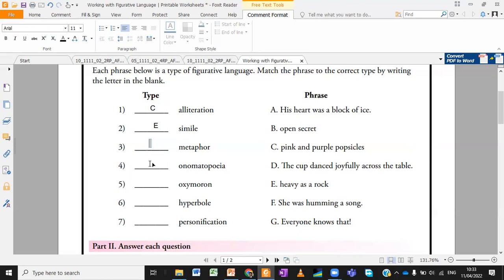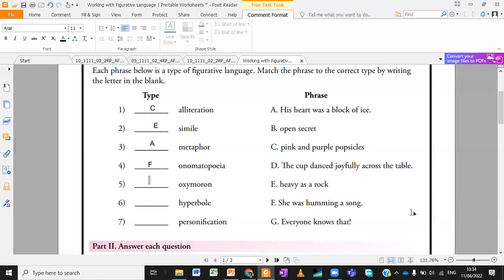Should I skip number 3? Number 3 is A. Perfect. Number 3 is A. Number 4? Number 4 is onomatopoeia. You will just look for a sound. F. Perfect. F, because of the sound hum.